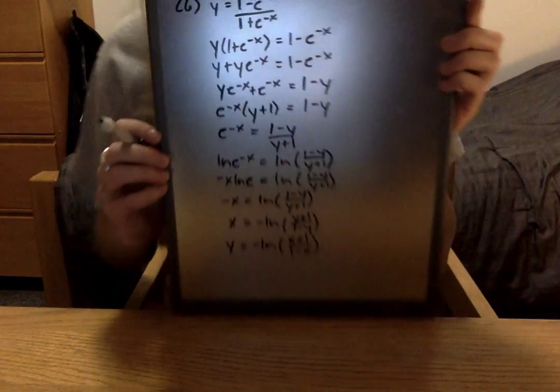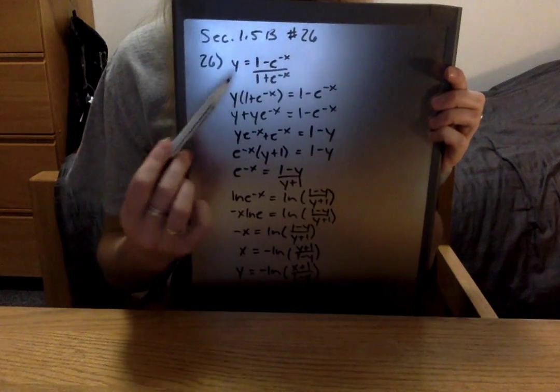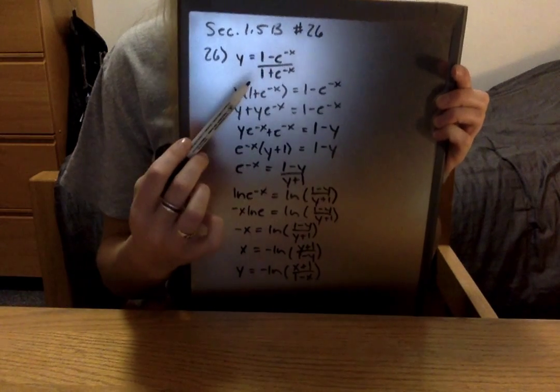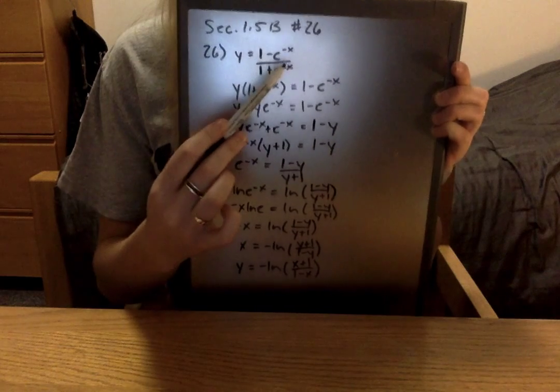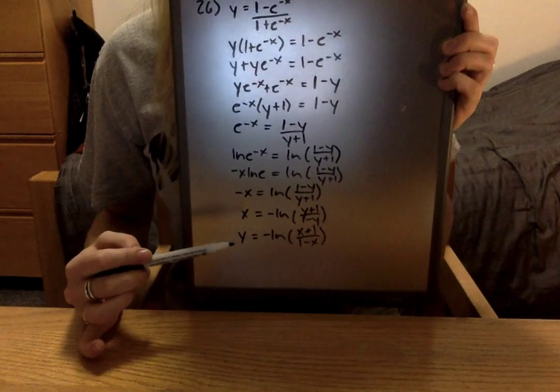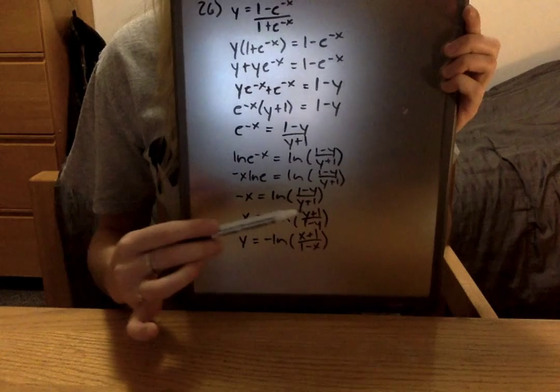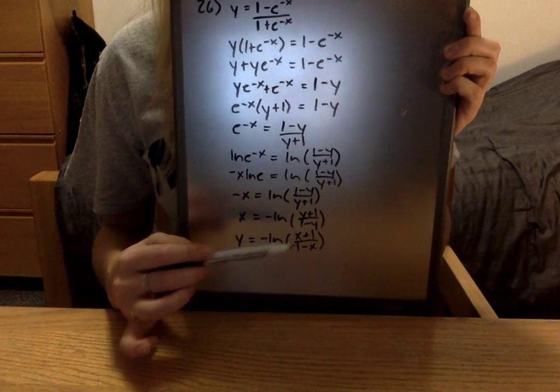So the inverse of our original equation of y equals (1 minus e to the negative x) over (1 plus e to the negative x) is equal to y equals negative ln of (x plus 1) over (1 minus x).